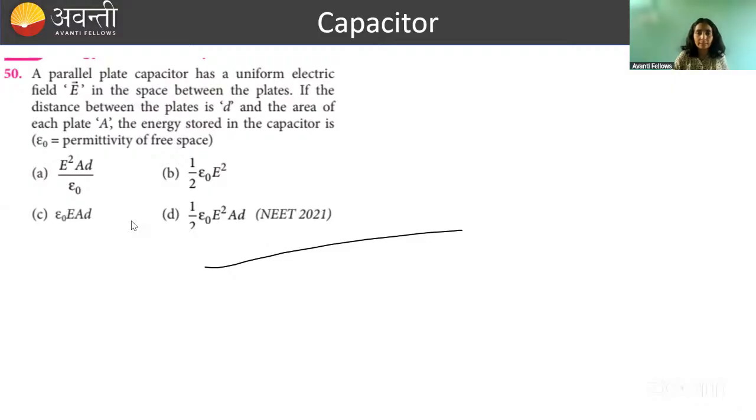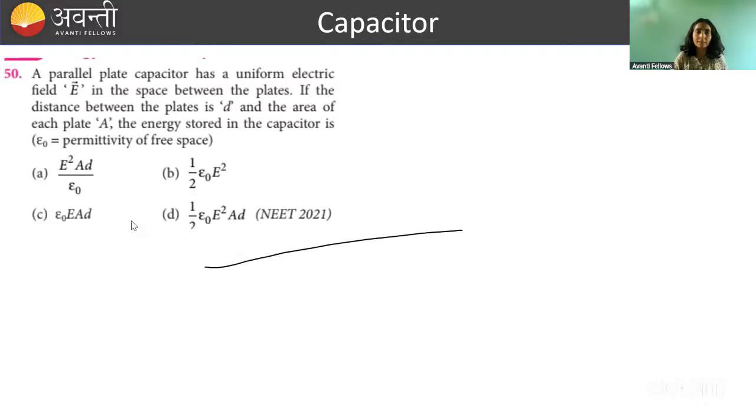Energy stored in the capacitor is getting asked, Kiran. Pay attention. Okay, let me end the poll here. And first, let me reveal the answer.